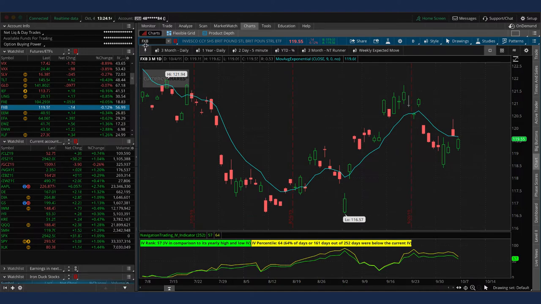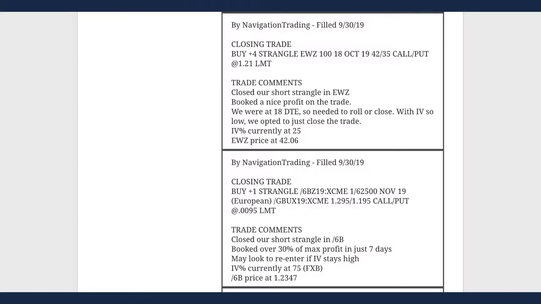If we look at FXB, which is the corresponding ETF, you can see the implied volatility is up and down, up and down, up and down. That is exactly what we like to see. Goes up, we sell premium, contracts, we book profits. So that's exactly what we've been doing in 6B.